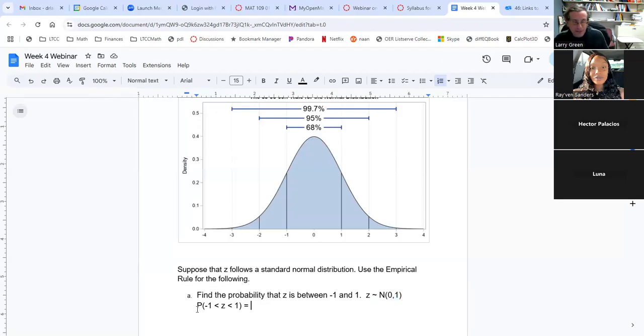So we want to find the probability that Z is between -1 and 1. In symbols, that's P(-1 < Z < 1). The hint is it's very easy. What is the probability that Z will be between -1 and 1? This is very easy. You don't need a calculator at this point.